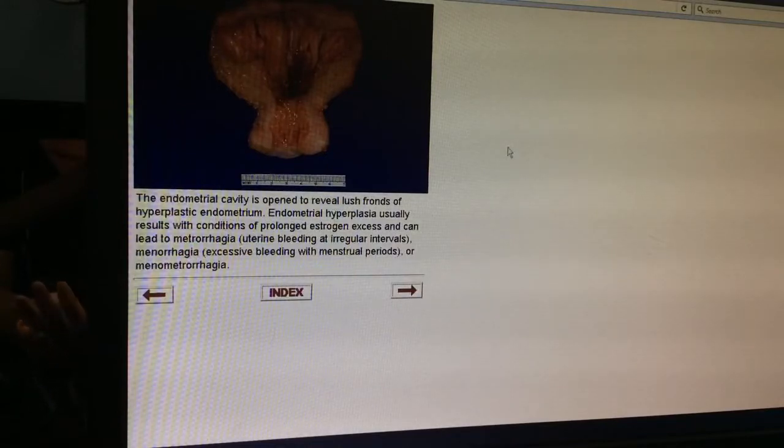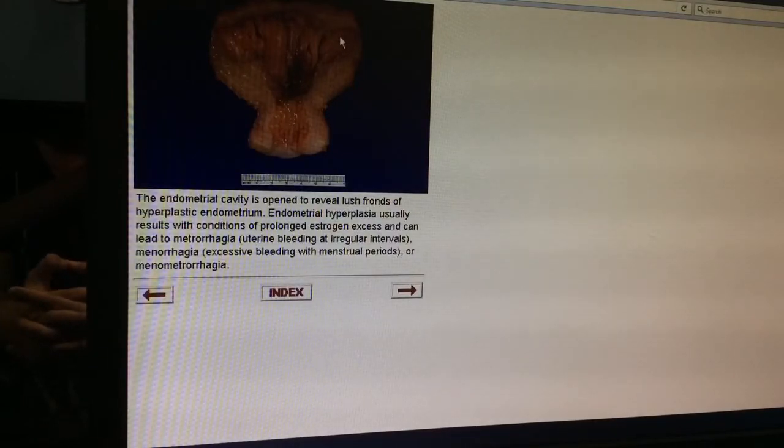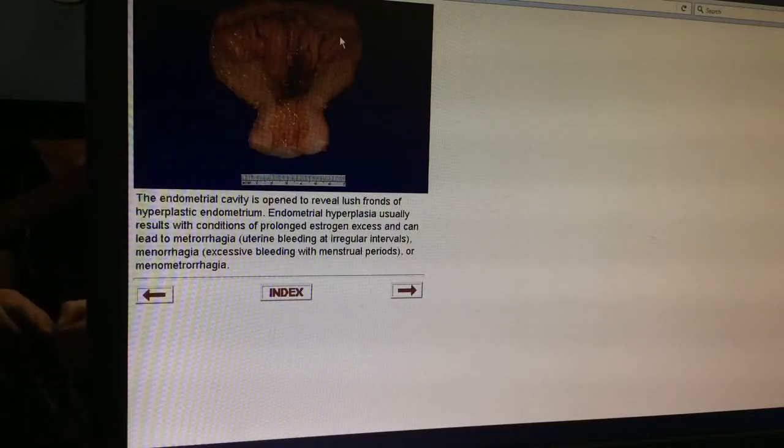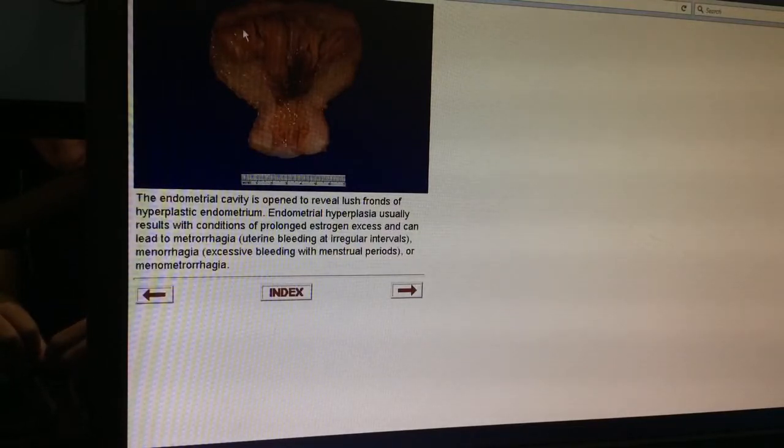This is a gross specimen of an endometrium which was opened, and those are papillae or fronds extending from the endometrium. Those are called endometrial hyperplasia, which is a precursor of endometrial carcinoma. Those shouldn't be here. The surface of the endometrium should be smooth, and those papillae or fronds are representing the endometrial hyperplasia.